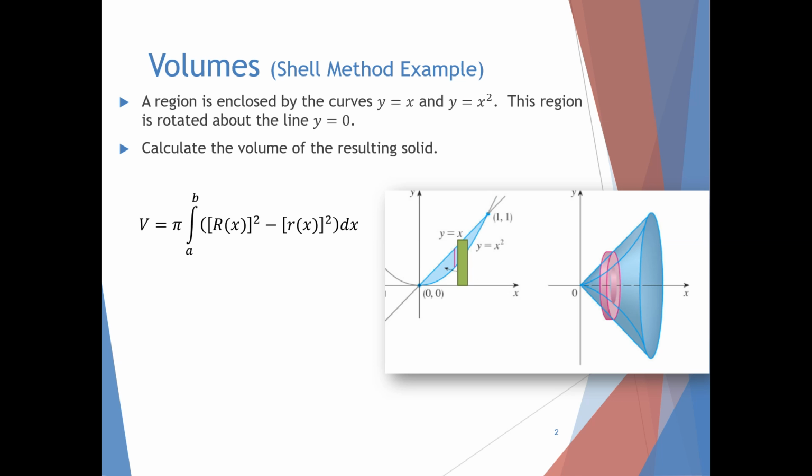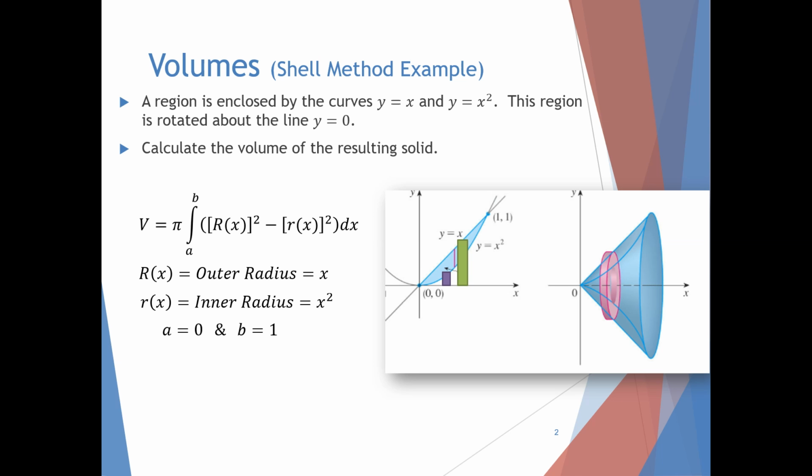If I add this green rectangle from the x-axis to the outer curve, which is y equals x, that means the outer radius, the bigger radius, big R, is the x function. Now this purple rectangle I just drew from the x-axis is of course going to be the inner radius, or the little r, and that is the x squared function.